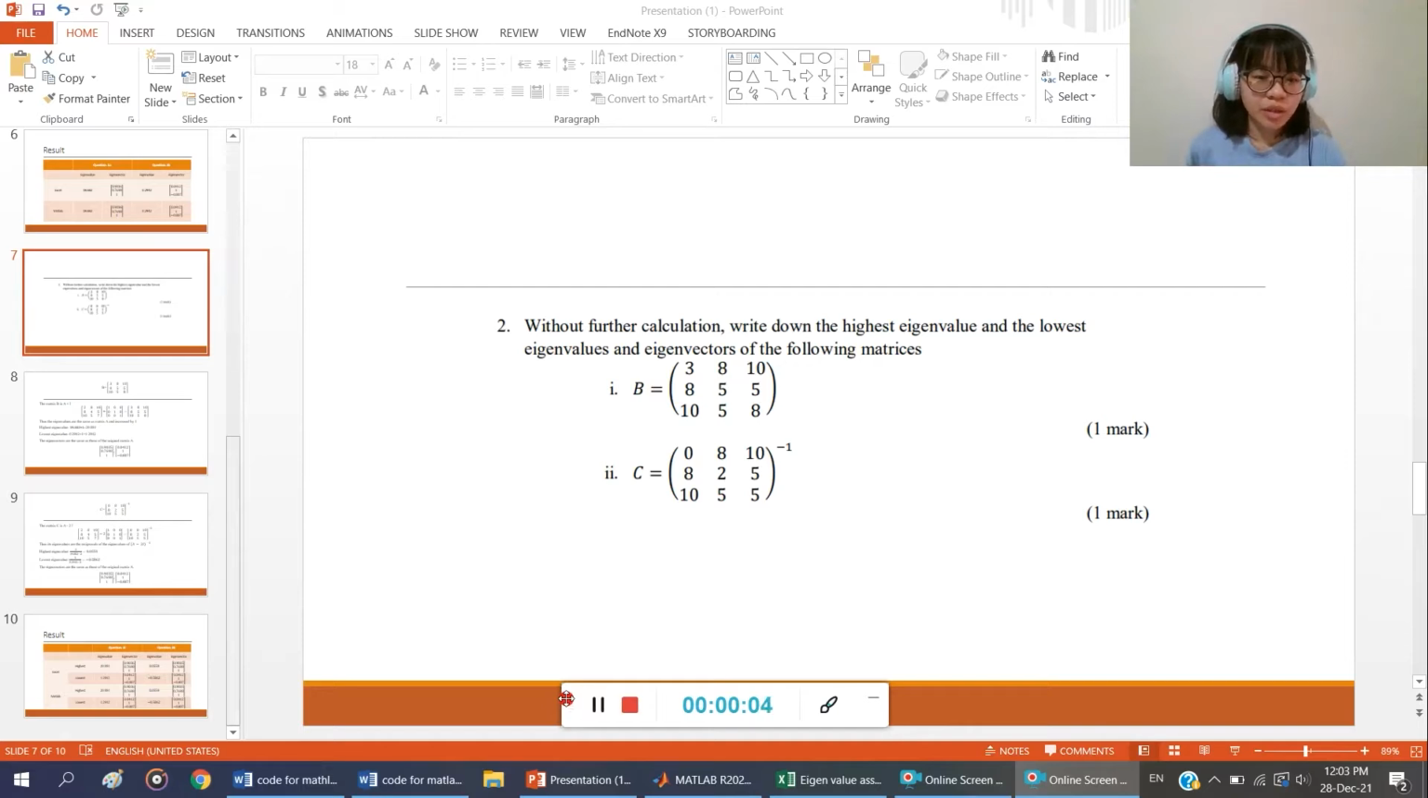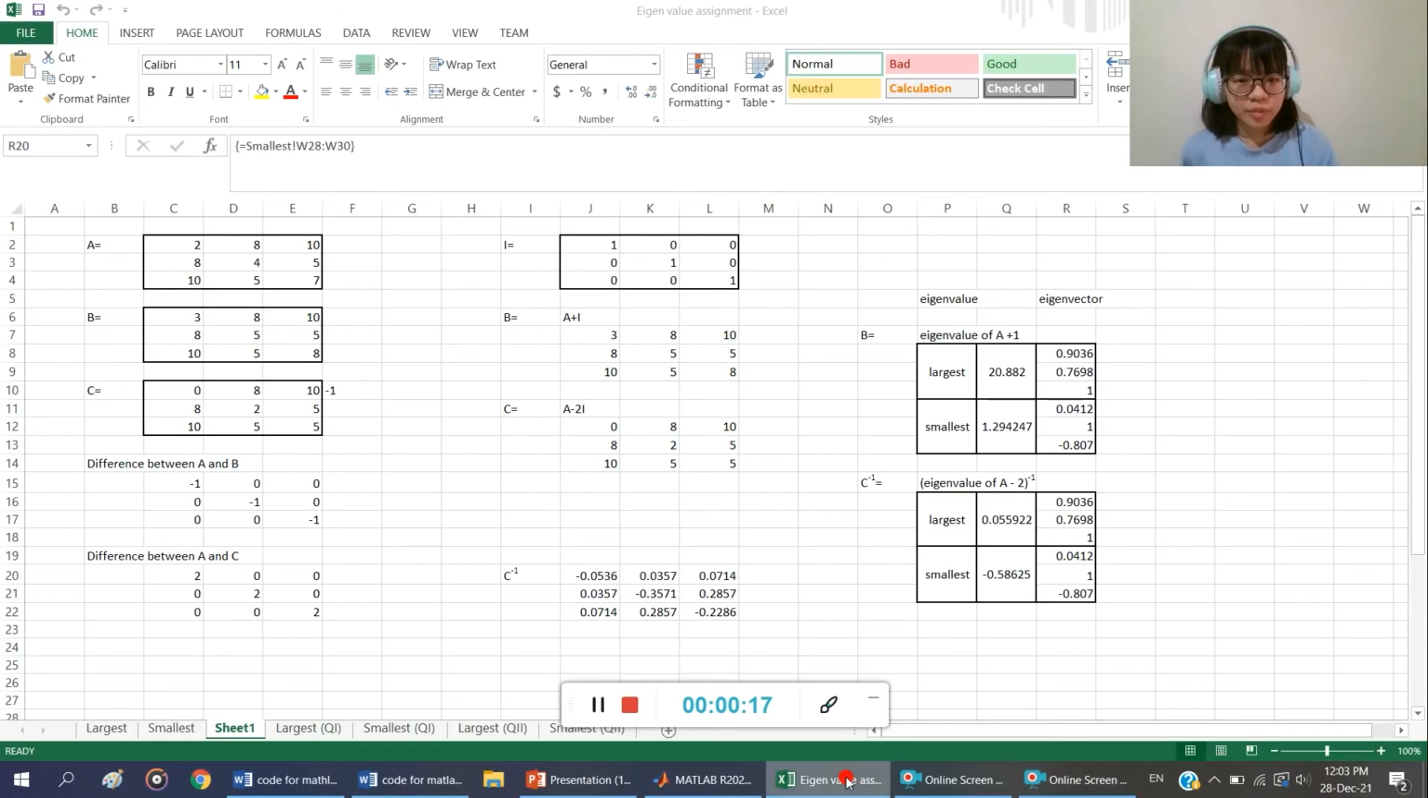Next, I will explain question 1.2. Without further calculation, write down the highest eigenvalue and the lowest eigenvalue and eigenvectors of the following matrices B and C. First, I perform with Microsoft Excel.